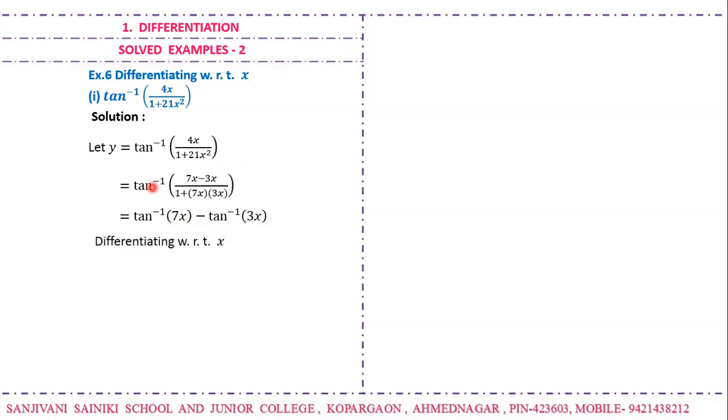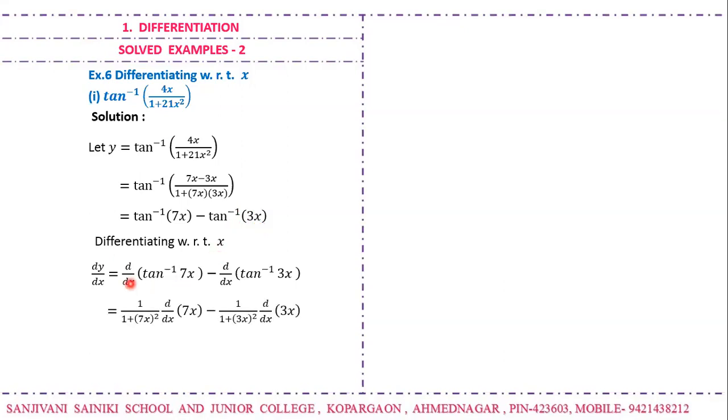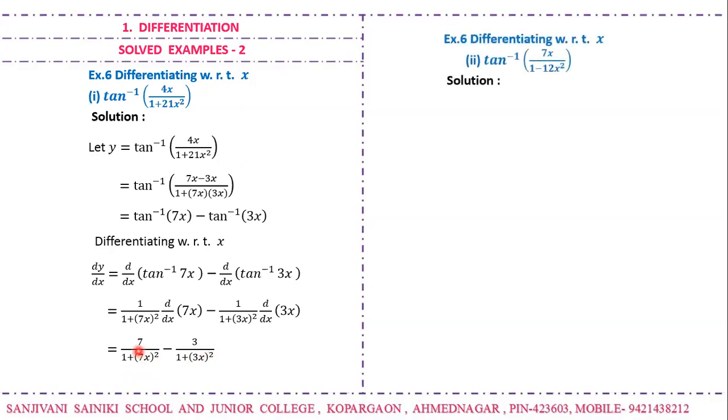We differentiate this function with respect to x. d by dx of the first, tan inverse of 7x, minus d by dx of the second function, tan inverse of 3x. So the derivative of tan inverse of f of x is 1 upon 1 plus f of x square into d by dx of f of x. Using that formula, we come to the answer: 7 upon 1 plus 7x square minus 3 upon 1 plus 3x square.